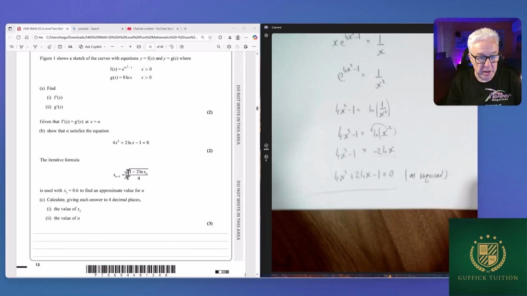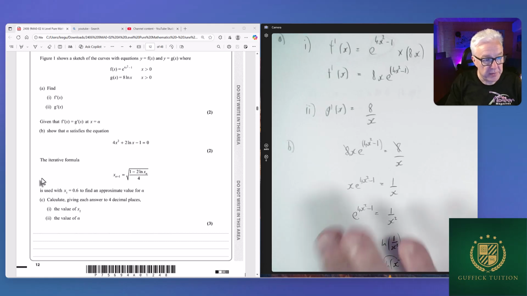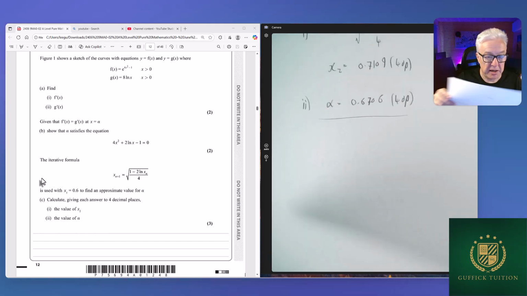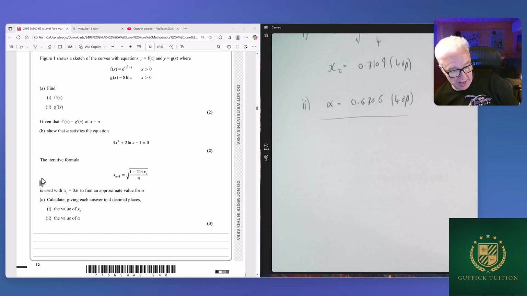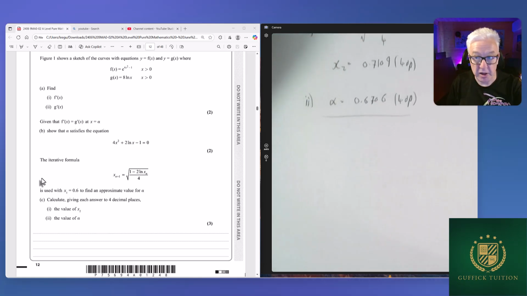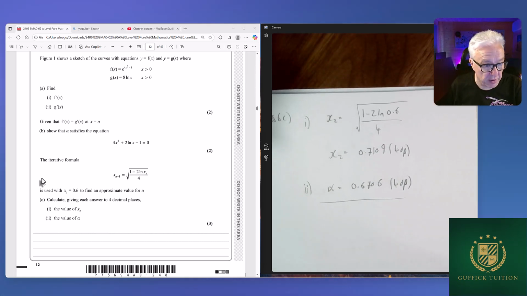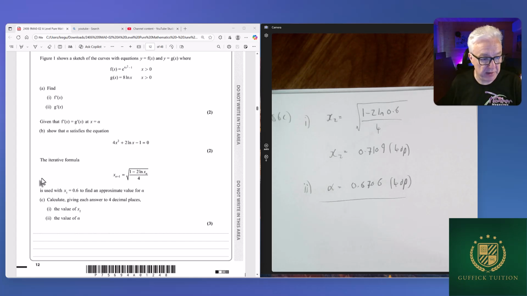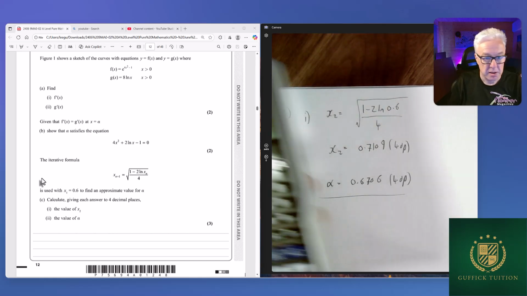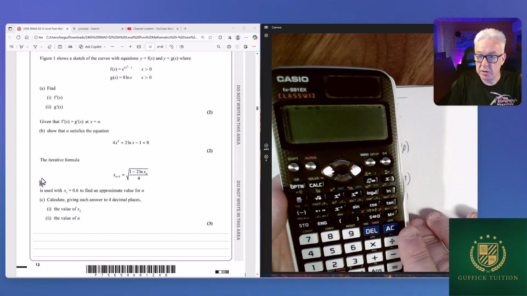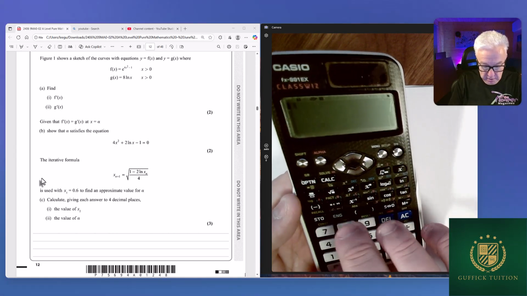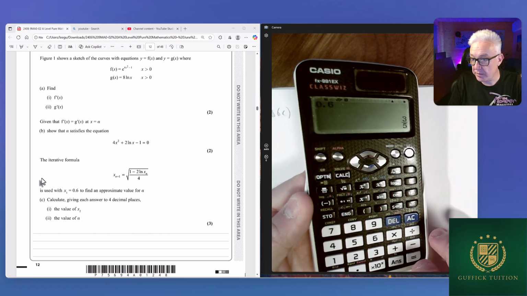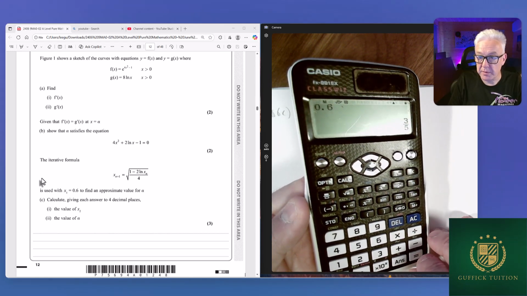A little bit of recursive iteration now for the next bit. It says the iterative formula given there is used with x1 is equal to 0.6 to find an appropriate value for alpha. Calculate, giving each answer to 4 decimal places. So let's just see how we program this into our calculator. So we're given that x1 is equal to 0.6, okay? So I'm going to put 0.6 in and press equals in my calculator. So I've programmed now 0.6 into my calculator.